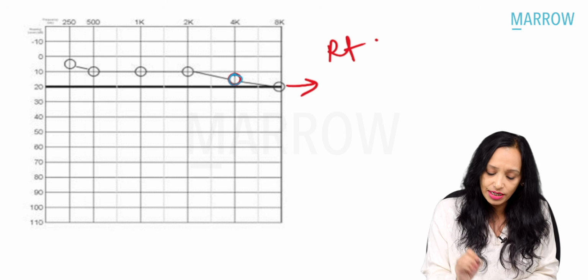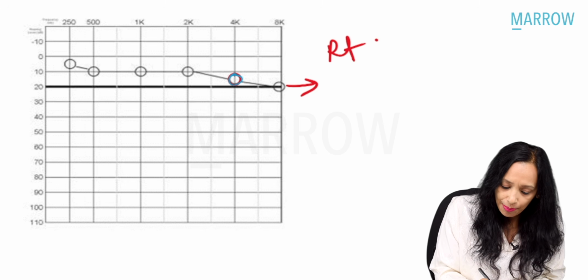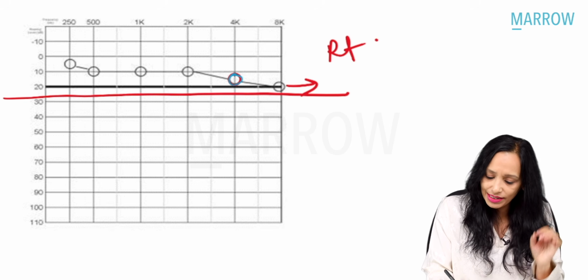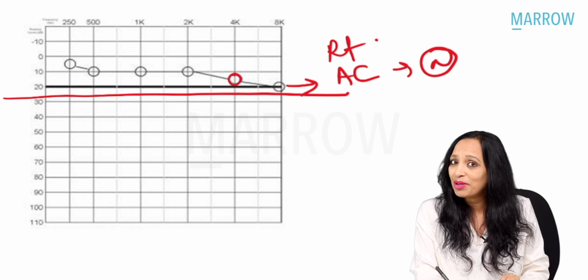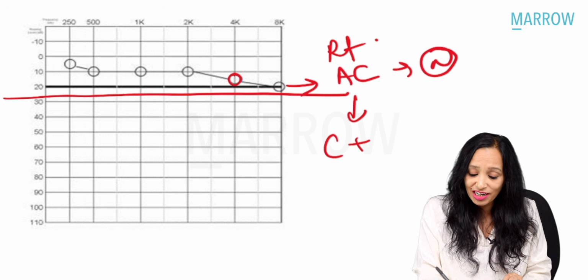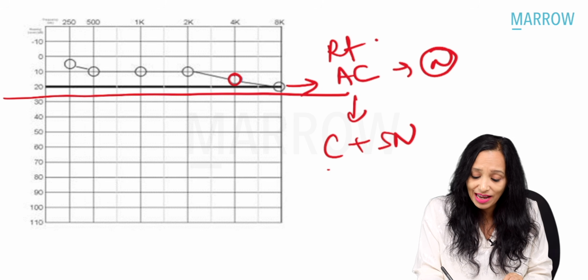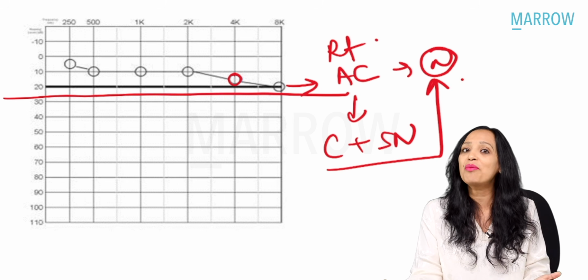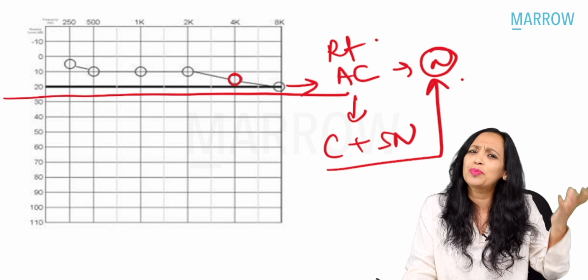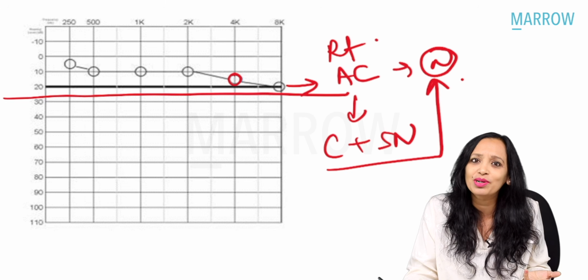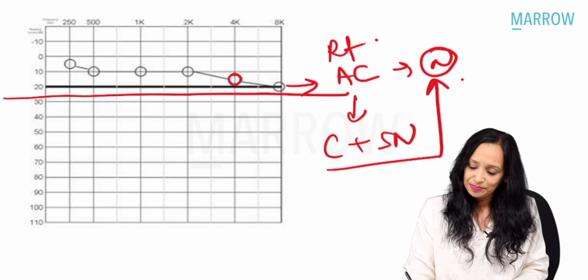So air conduction, second thing, is it normal or not? Up till 25 decibel is normal. So yes, this is air conduction, which is normal. If the air conduction is normal, what is normal? Air conduction is a measure of conductive plus sensorineural pathway. It means that this complete pathway is normal. So if this complete pathway is normal, it tells us that the right ear of this patient is normal. We don't need a bone conduction curve in this, right?